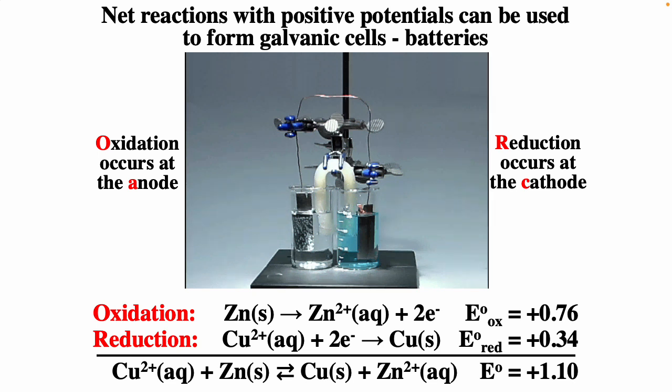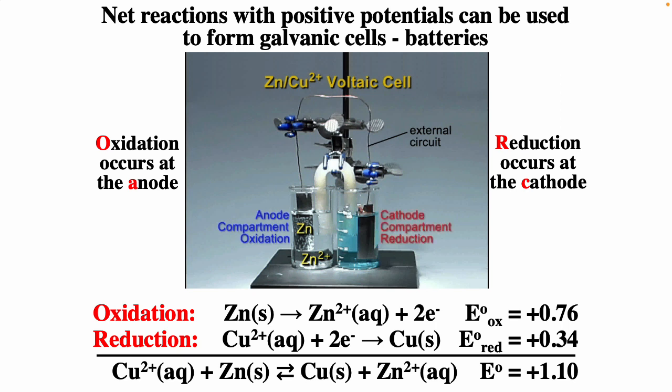The spontaneous redox reaction between zinc metal and copper 2 ion can be harnessed in a voltaic cell to generate electricity. The cell consists of 2 half-cell compartments connected by an external circuit. Oxidation takes place in the anode compartment, in which a zinc electrode dips into a zinc nitrate solution. Electrons leave this compartment, travel through the external circuit, and enter the cathode compartment. There, reduction takes place at a copper electrode dipping into a copper nitrate solution. A salt bridge maintains charge neutrality in the 2 compartments.